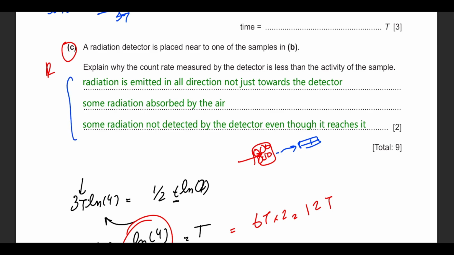So that's what is mentioned here. Why is there a disconnect between the two things? Radiation is emitted in all directions, not just towards the sensor or GM tube. That's why. Some radiation is absorbed by the air while going to the sensor, and some radiation is not detected by the detector even though it reaches it, which could be a sign of a faulty detector.